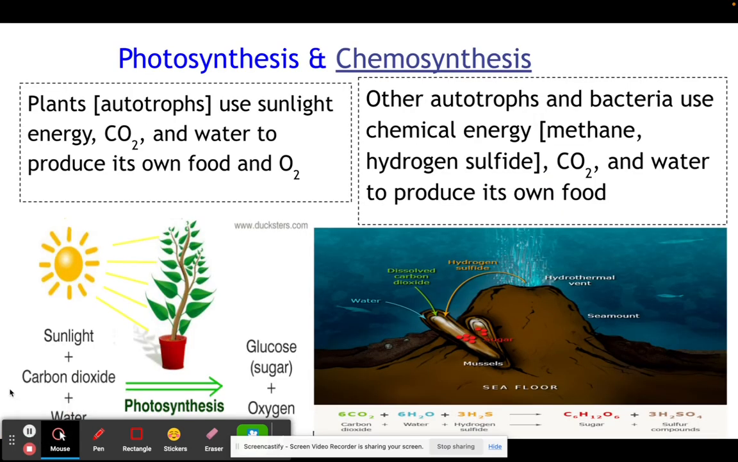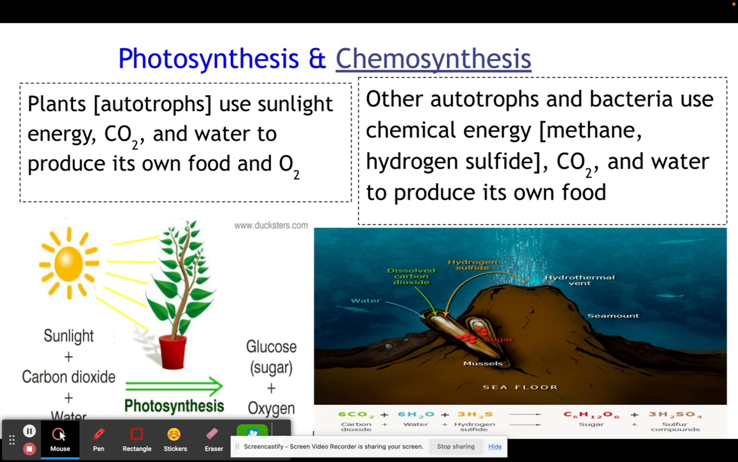I know that we delve deeply into photosynthesis and the process that plants, or autotrophs, use sunlight, water, and carbon dioxide to produce their own food, glucose, and oxygen. So photosynthesis is something that's very familiar to us, what autotrophs use to make their own energy. However, there is also this other type of process called chemosynthesis.